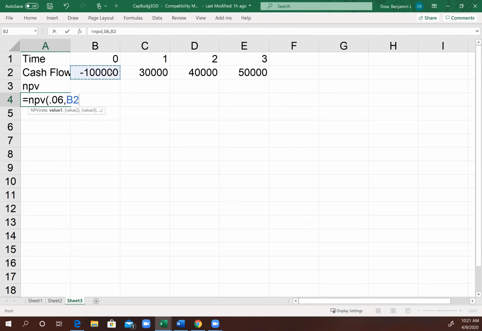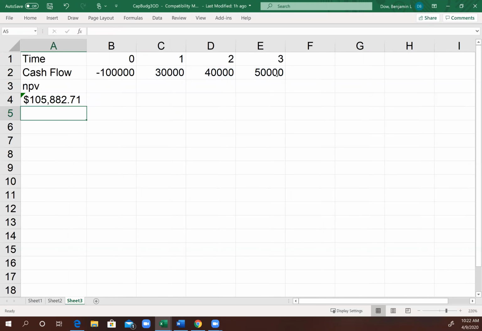Okay, this is where it's kind of tricky. Net present value in Excel only calculates the present value of the benefits. Okay? So when you're using Excel, you have to be very, very careful. NPV is a little bit different than in your calculator. And NPV is a little bit different than the definition. So what NPV stands for in Excel is the present value of the benefits.